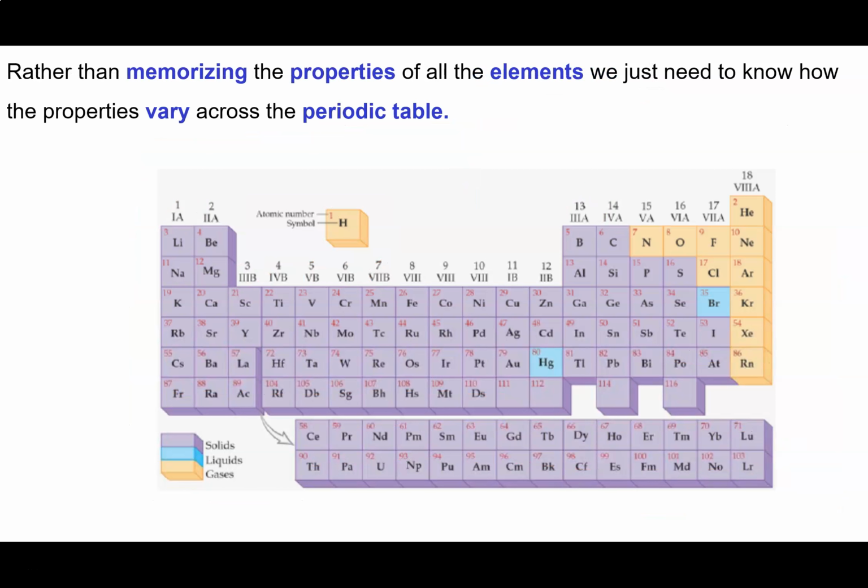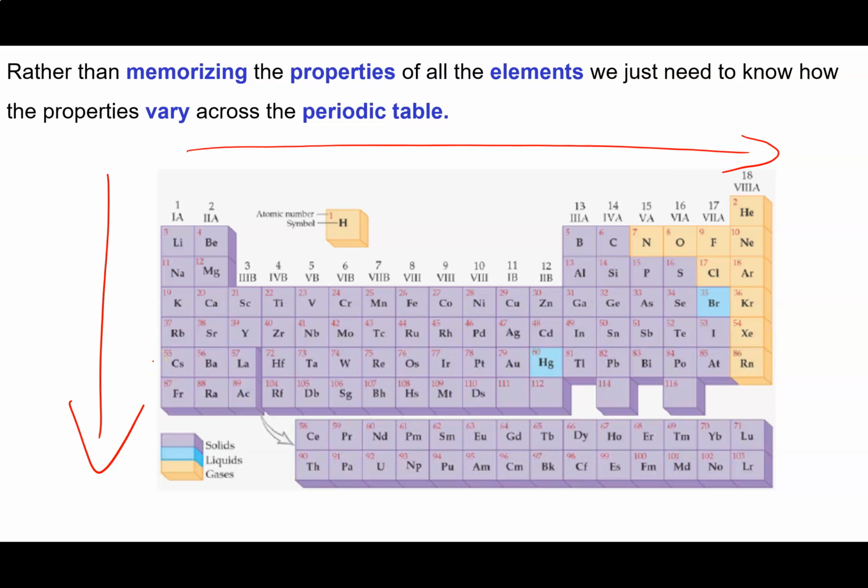So the important thing to recognize is that rather than memorizing the properties of all of the elements on the periodic table, you just need to know how they vary left to right and top to bottom, because remember, that's how we're organizing them, so that ones that are most similar are closest in properties to each other. If you know the trends, you can determine the properties for an element that you don't have an exact list of properties for.